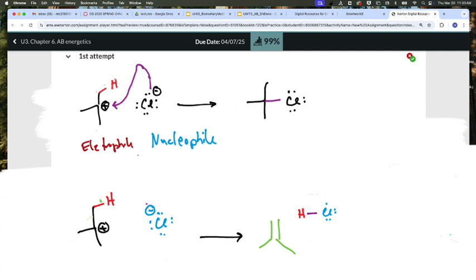Okay? We could also go through and give you just the reactant and the curved arrows, and you have to tell me what mechanism it is. Why don't I give you the product? So it'd be too easy.